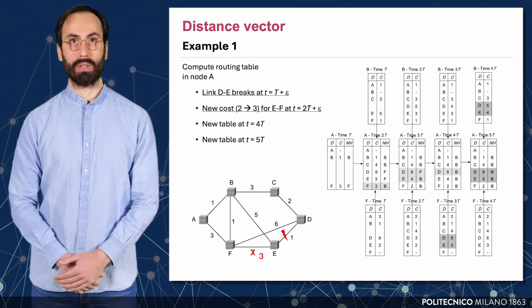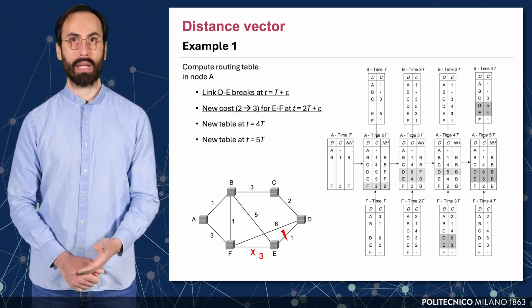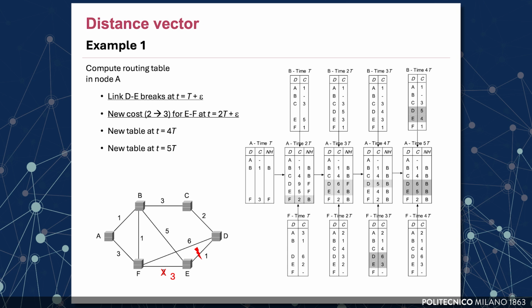This example builds on the previous distance vector scenario, but introduces a topology change over time. Initially, node A computes its routing table by receiving distance vectors from B and F. But now, two events happen. At time t equal to T plus epsilon, the link between nodes D and E breaks, which effectively removes the direct route from E to D.